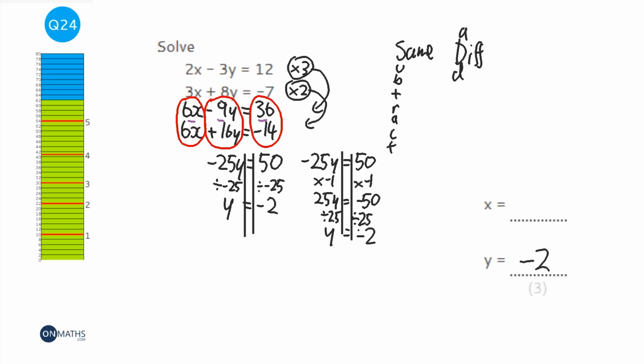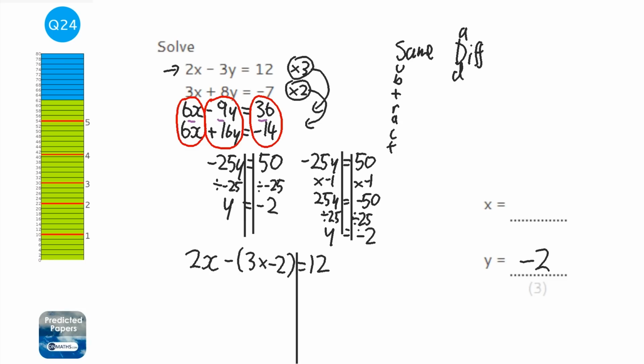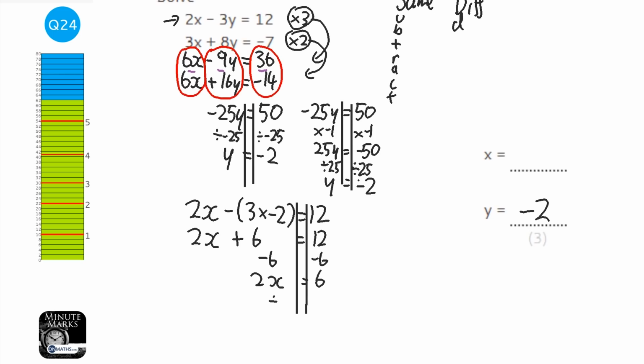Okay, now we need to put that into the equation. So I'm going to pick the top one. It doesn't matter which one you pick. So we've got 2x minus, and then we've got 3 times minus 2 equals 12. So let's put our lines in. So we've got 2x, and that's going to be minus 6, and then the minus will make it a plus 6 equals 12. We're going to take away 6 both sides. 2x equals 6, and we're going to divide both sides by 2. We end up with x equals 3.